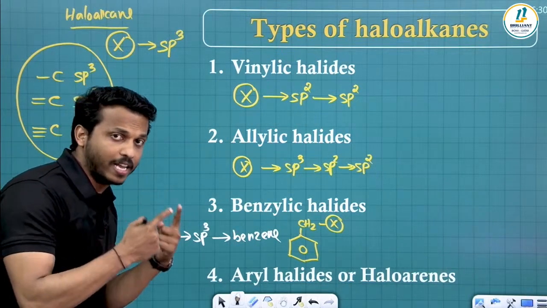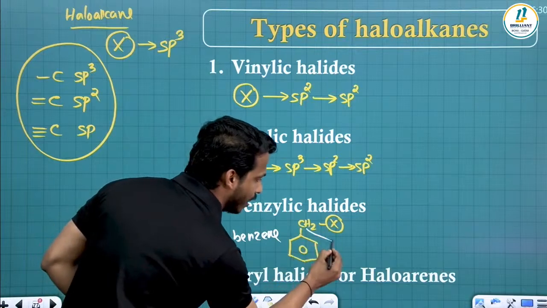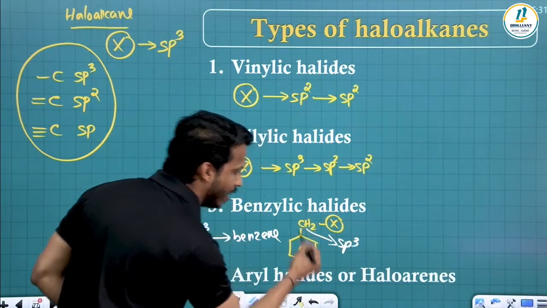Halogen connected to carbon sp3, then it's connected to benzene. See, all of you, halogen connected. What is this carbon hybridization? Full single bond, sp3. See, then a benzene ring.